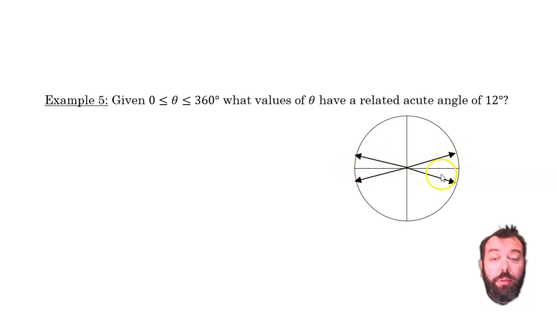There's going to be 4 of these angles between 0 and 360, right? 4 of them. And the first is going to be, for example, 12. The second will be 180 minus 12. The third will be 180 plus 12. And finally, the fourth of these will be 360 minus 12. So those 4 angles, 12, 168, 192, and 348, they all have a related acute angle of 12 degrees.